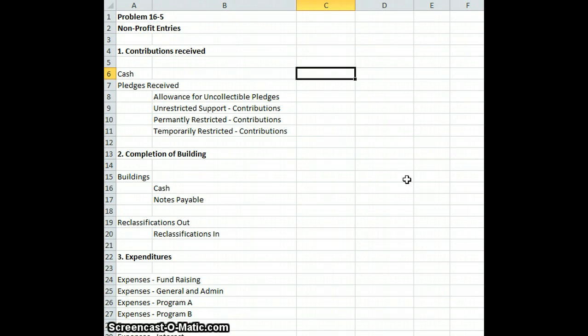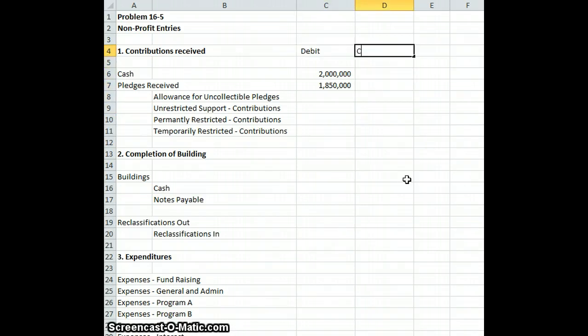So let's look at that first entry here. We received cash of $2 million, so I'm going to type in my $2 million, if I can count my zeros right. There we go. We also received pledges of $1,850,000. Again, this would be just like a receivable for a for-profit enterprise.